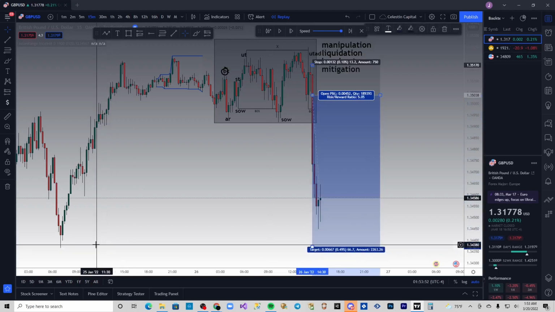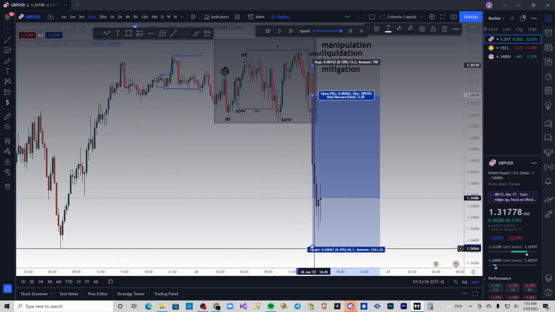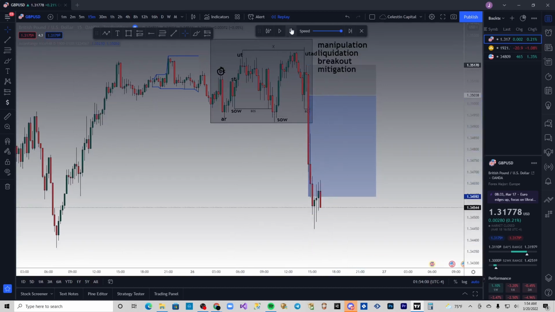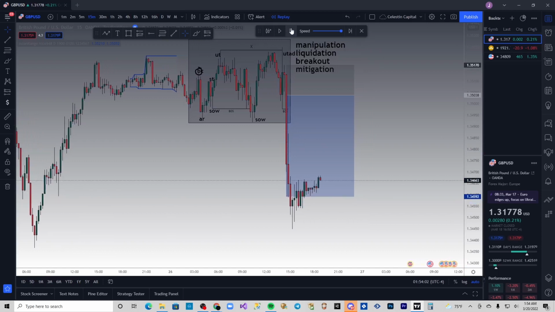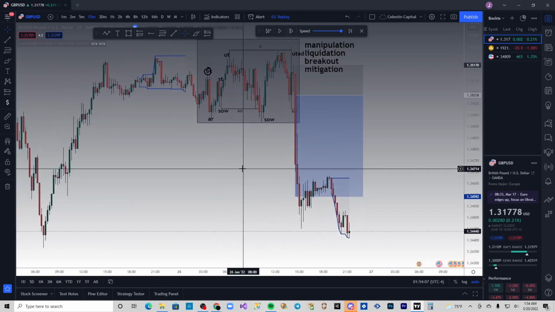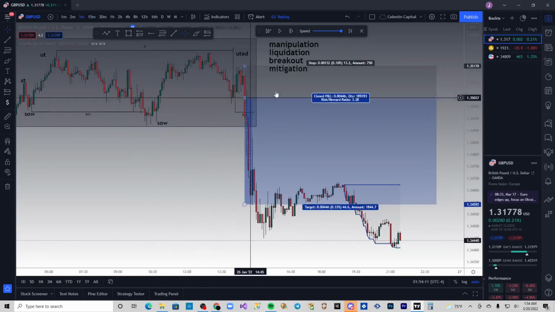Now you could have targeted this low right here, but at this point, once price broke this, I probably would have taken profit at this low right here. So this would have been a nice clean trade, right? So I hope this is making sense for you guys. We get the manipulation, we get the liquidation, right? I'm showing you guys exactly what's going on with Wyckoff, a simplified approach to Wyckoff.